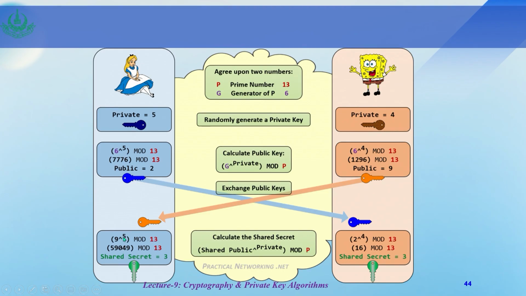The second user sends 9 to the first user, and the first user raises 9 to the power 5, which is the private number, mod 13, and calculates that the secret key is 3. The first user sends the public number 2 to the second user. Then the second user uses the exponential method, 2 raised to the power 4 mod 13, which is equal to 16 mod 13, which is equal to 3. The secret key becomes available to each other without any third party usage.